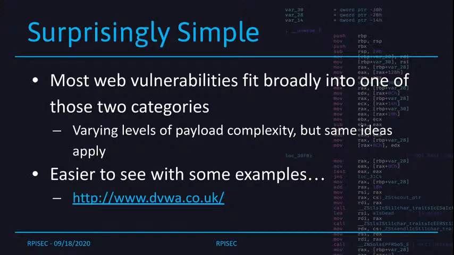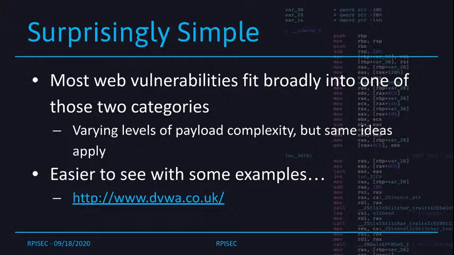And like web vulnerabilities are surprisingly simple. We covered a couple examples. There are other more in-depth various ways of utilizing these, but they really do only fall into those two categories of either something's being done on the client side that shouldn't be, or that code can be put somewhere where it wasn't expected and it'll actually get run. And obviously you have varying levels of payload complexity, but the same ideas apply.